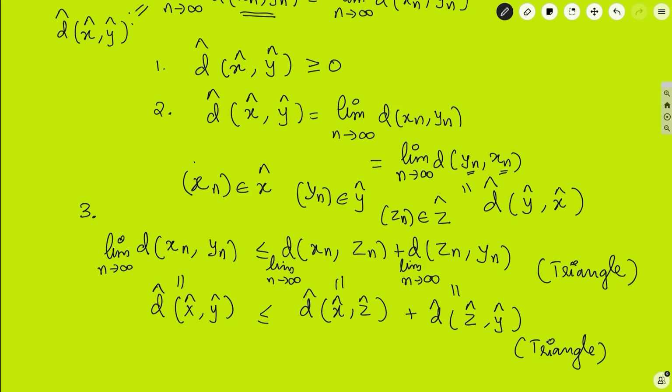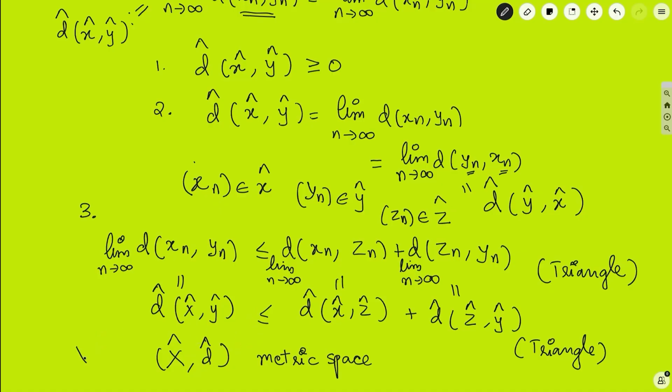So our space of all Cauchy sequences with this metric, we now know it's a metric because of these three properties. It is a metric space. That's good, because now you have a good space, a metric space. Now there are other questions.